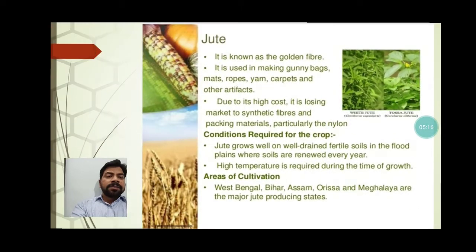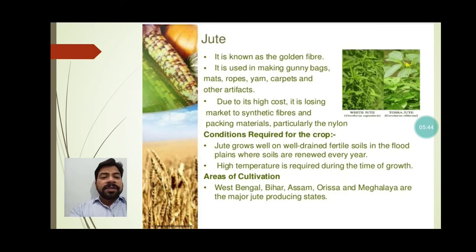Next, if we talk about the other fiber crops, that is jute. It is known as the golden fiber, students, because of its color and value. It is used in making gunny bags, mats, ropes, yarn, carpets and other artifacts. Due to its high cost, it is losing market to synthetic fibers and packing materials, particularly nylon. So it is not getting the market because of its high cost, and people are depending on low cost material, nylon and other synthetic fibers, for packaging work.